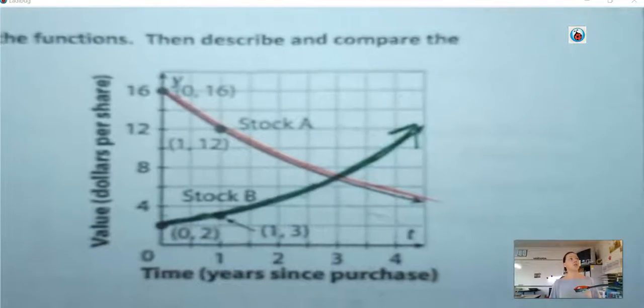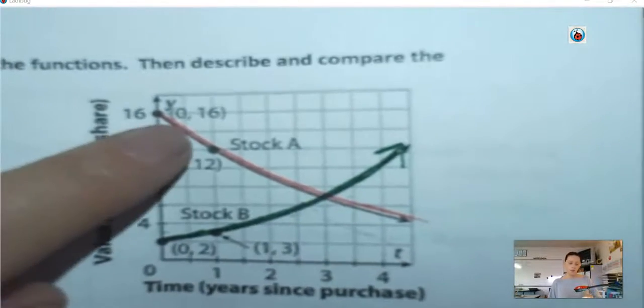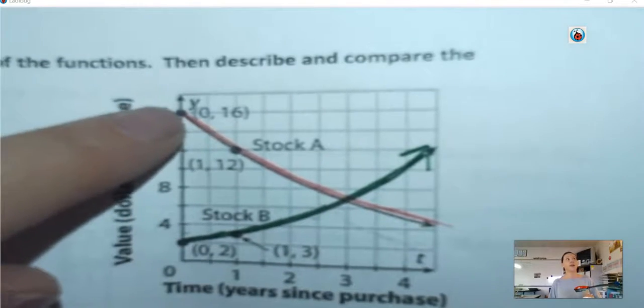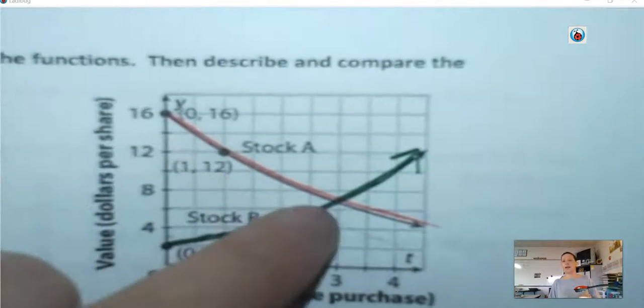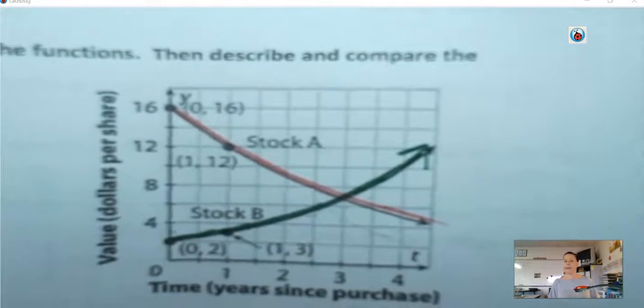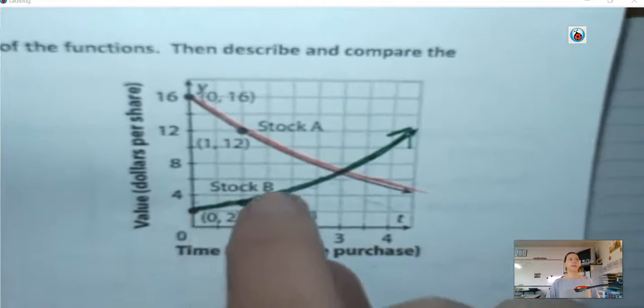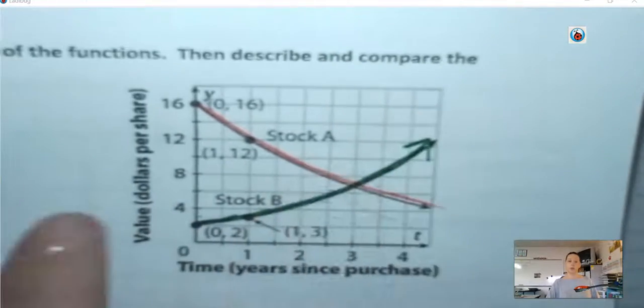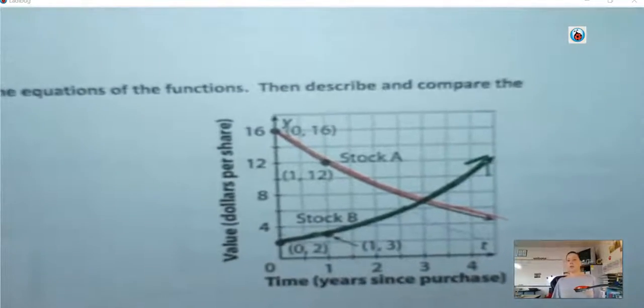You're going to come up with the equations for both of those graphs that are on the same graph. These are 2 different graphs showing stock values, 2 different stocks. The pink one started high and is coming down. It has a decay. Stock A is going down in value. The green one started off down here but is increasing in value, so it's a growth.